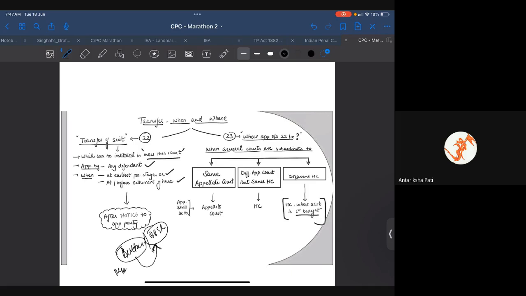If the several courts are subordinate to the same appellate court, then the application shall lie to the appellate court. If several courts are subordinate to different appellate courts but the same high court, then the application shall lie to that high court. And if the several courts are subordinate to different high courts, then the high court where the suit is first brought.